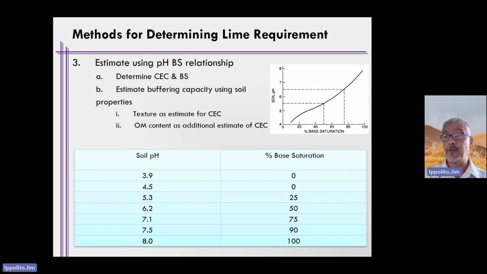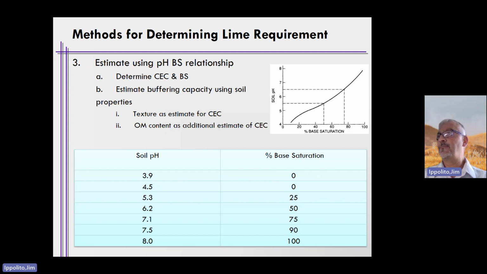You can estimate based on texture as a means to determine cation exchange capacity. I'll show you a table in a minute. And you could use organic matter content as an estimate of cation exchange capacity. And you could do this using, let's say, a Munsell color book and estimating color. Well, you look at color and then estimate organic matter content.